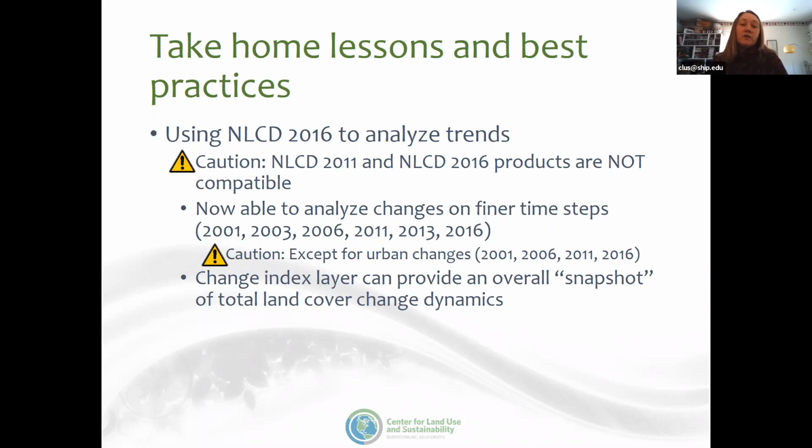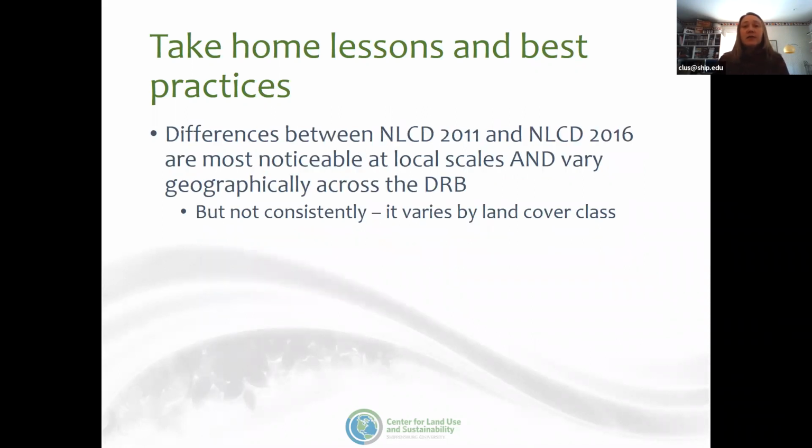And again, if you're looking at change, you can start with that change index layer to look at an overall snapshot of total land cover change dynamics. Differences between NLCD 2011 and NLCD 2016 are most noticeable at local scales, and they also vary geographically across the Delaware River Basin, but they don't vary consistently. It varies by land cover class.